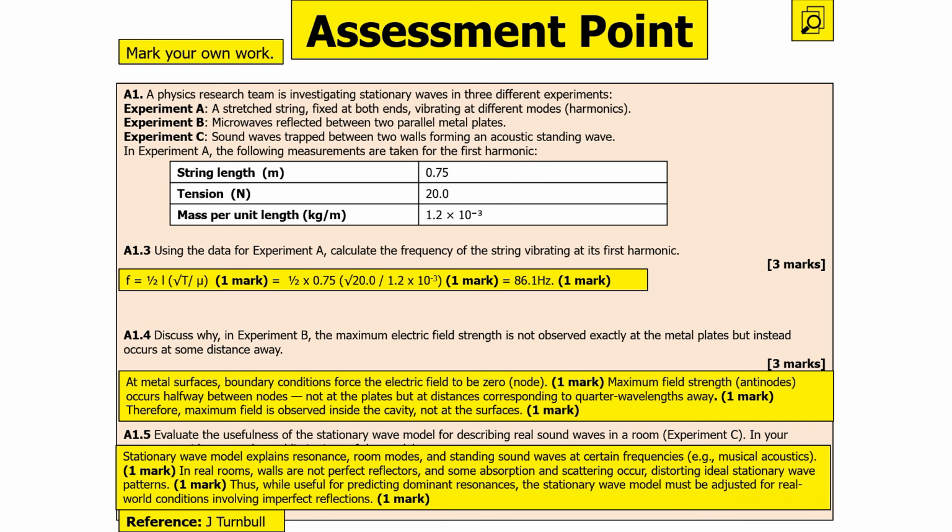Now, stationary wave models can explain things such as resonance, room harmonics, and the standing sound waves that occur at particular frequencies, which leads to acoustics. But in real rooms, walls are not perfect reflectors, and some absorption and scattering can occur, distorting ideal stationary wave patterns. So whilst useful for predicting dominant resonances, the stationary wave model must be adjusted for real-world conditions involving imperfect reflections.